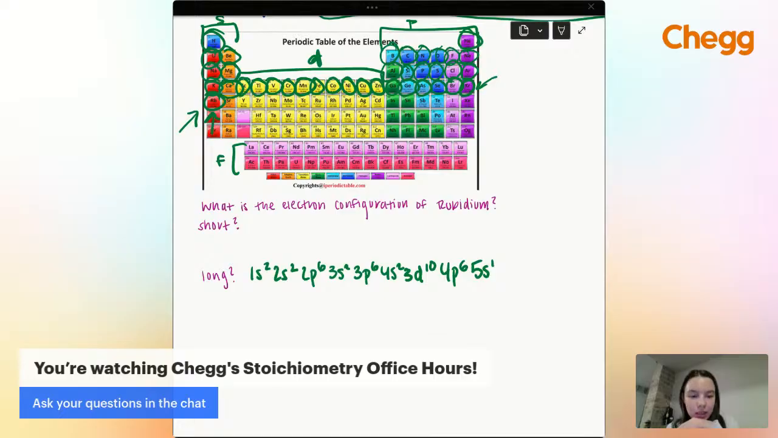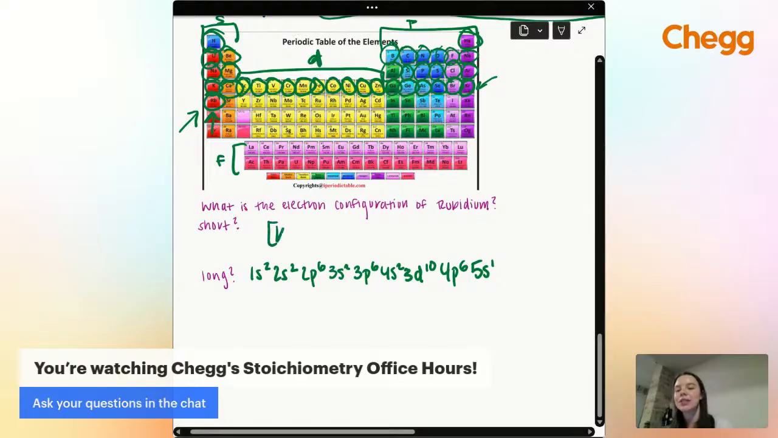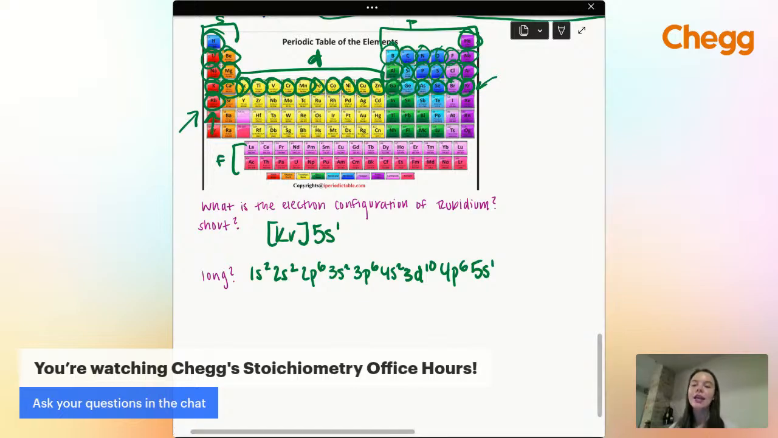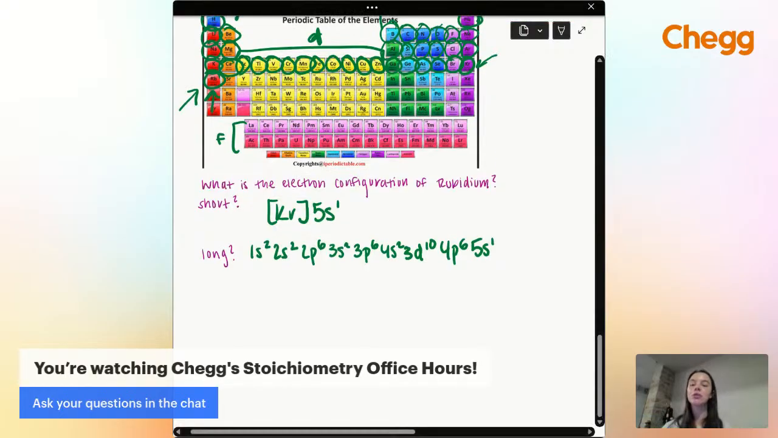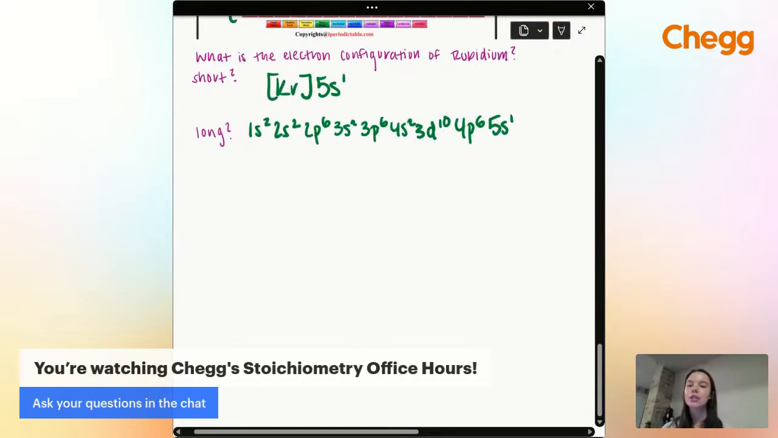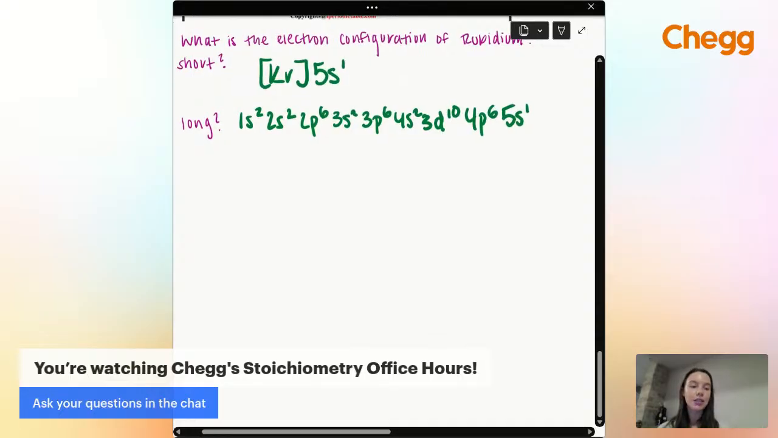So from Jubaba on TikTok, I'm seeing Kr 5s1, and you are absolutely correct. Great job. I'm glad we're getting the hang of it. If anyone is having any more questions on electron configurations or any trouble, let me know. Good job from Maylee on TikTok. Krypton with the 5s1 after is absolutely correct. And now we're going to move on to the spin orbitals. So let's work on those.